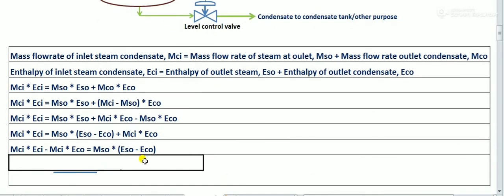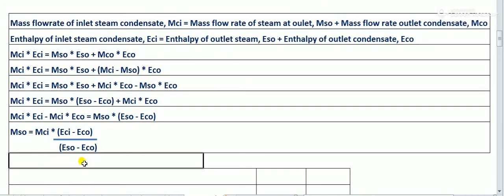Now we got it. So MSO will keep the same on this side. MCA we can take out in this. So ECI minus ECO, MCA will take out, divided by this thing which will come out because MSO is here, right, in the LHS. So if ESO goes to the RHS, it will come in the denominator, right? That's it. This is the formula.